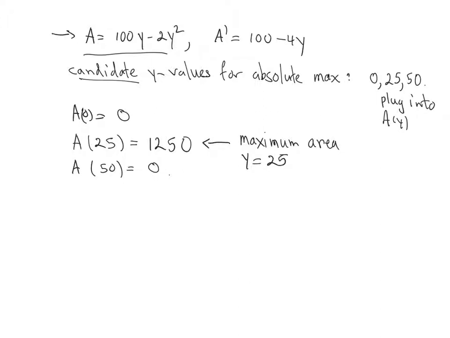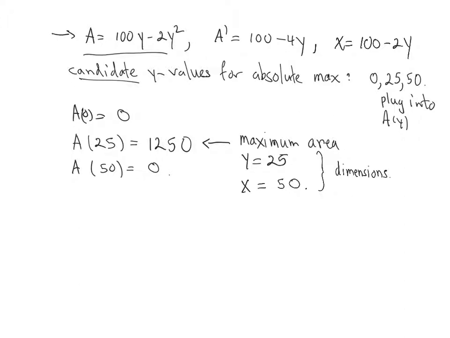And then if you go back and look up the formula for x, which is x equals 100 minus 2y, you find that the value for x is 100 minus 50, which is 50. And that gives you the dimensions of the rectangle that maximizes the area for this problem with 100 feet of fencing, using the road as one of the sides of the parking lot.